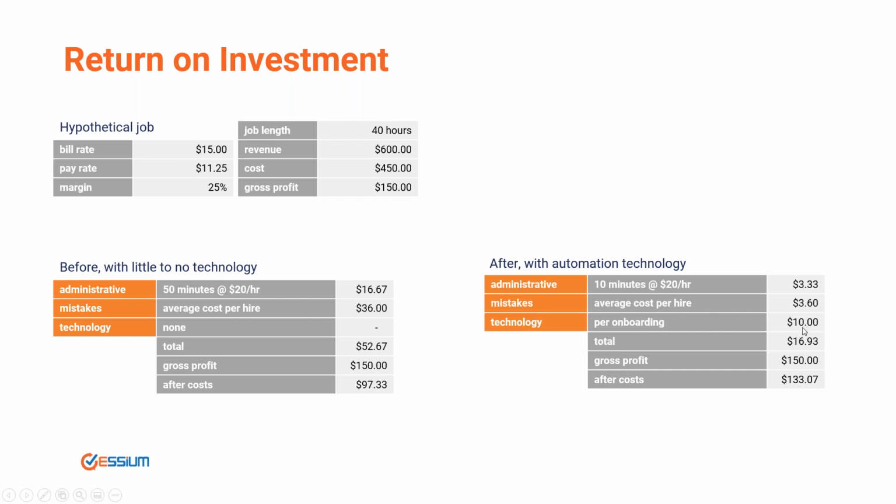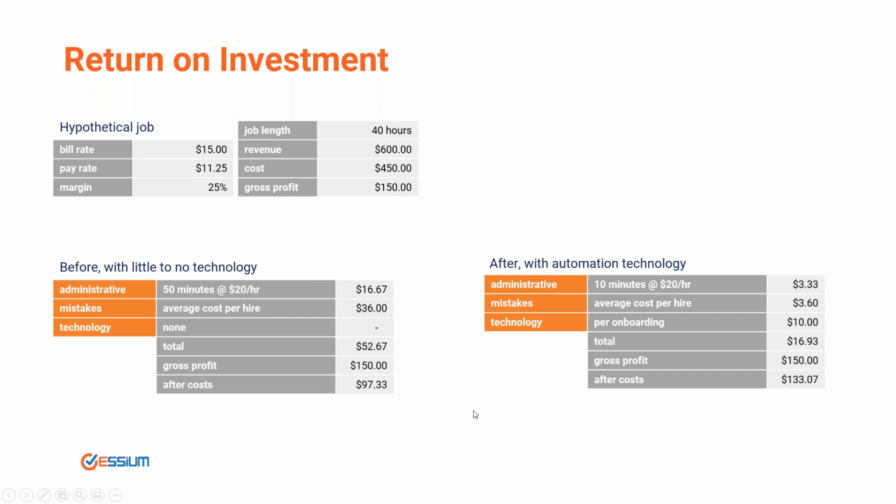Now we plug in automation, and we're going to say that our technology in this situation is going to cost us $10 per onboarding, and our 10 minutes for administrative tasks are going to cost us just $3 instead of the $16. And typically, when you add in automation and reduce the opportunities for error, you're going to see a tenfold decrease in errors, which would be $3.60 versus the $36 for errors. Add that in with your $10, and you have a total of $16.93, leaving you with $133 after those costs.